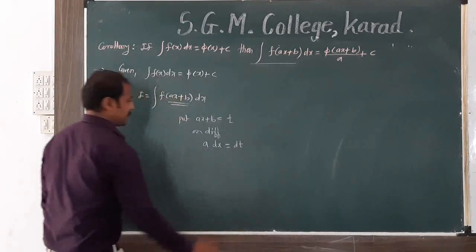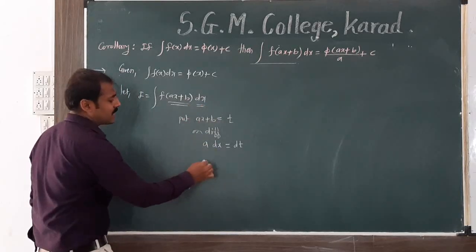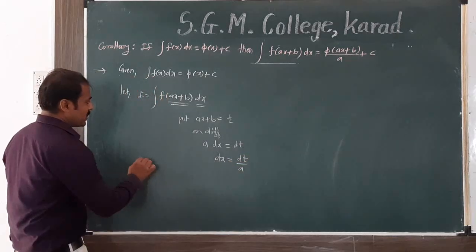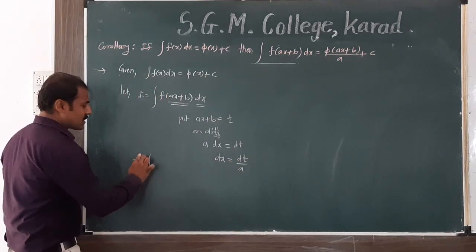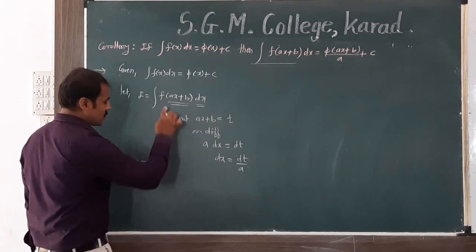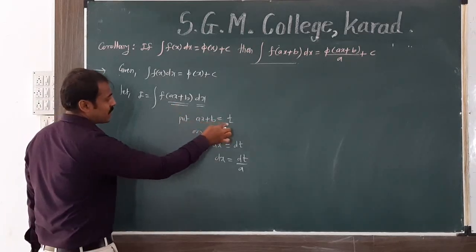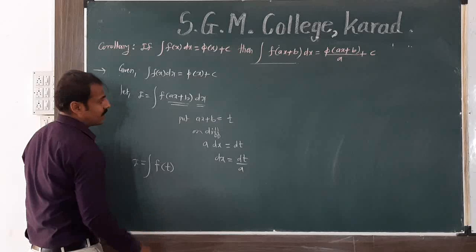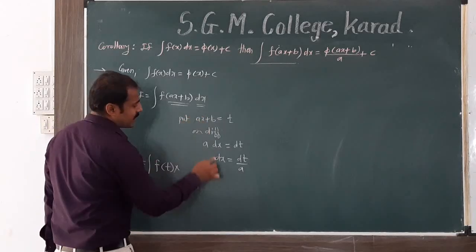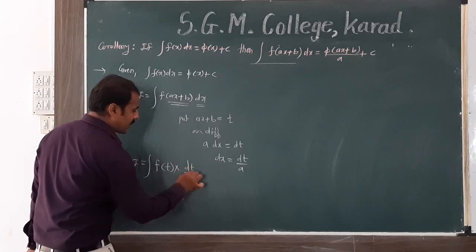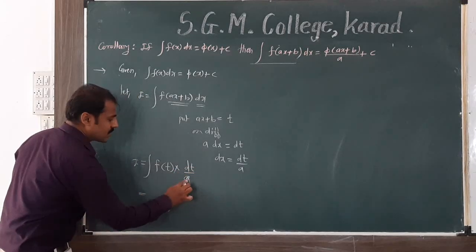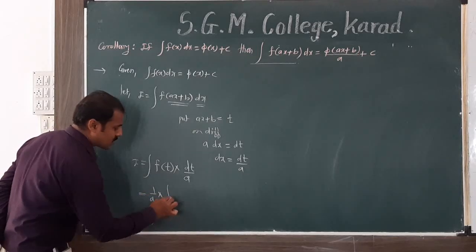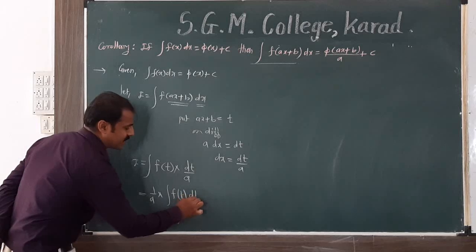Okay, but there is the term dx in the integration. I can find the value of only dx. Dx is nothing but dt divided by a. So integration becomes I is equal to, we substitute ax plus b as t. So f is as it is, instead of ax plus b it's t. F of t into value of dx is dt divided by a. We know that here a is constant. Take outside the integration sign. So 1 upon a into integration of f of t dt.